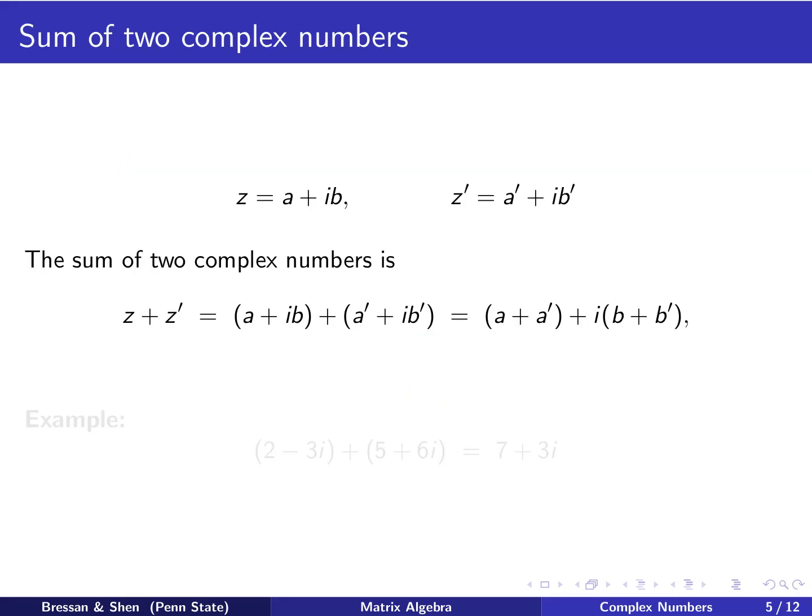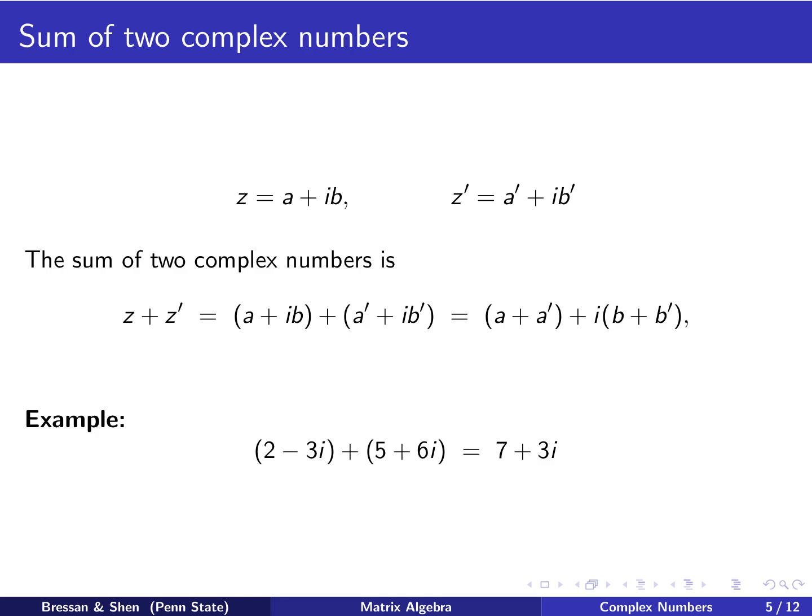We can perform operations with complex numbers. First, the sum of two complex numbers. Let's say we have a number z equal to a plus ib, and z prime equal to a prime plus ib prime, a different number. If you want to add them up, z plus z prime, how do you do it? Well, you add up the two real parts to form the real part of the sum, and you add up the two imaginary parts, and that forms the imaginary part of the sum.